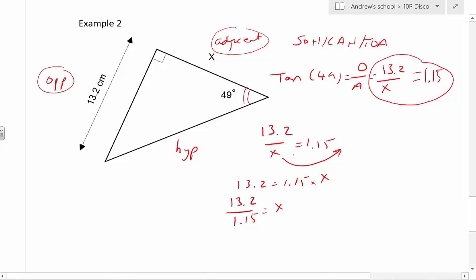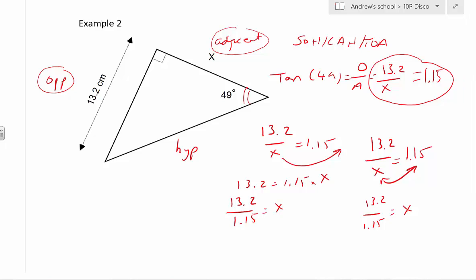Realistically, all I've done here is swapped over the x and the 1.15. I've just changed their positions over, and I have x is 13.2 divided by 1.15, which is 11.47, and the units were centimeters.